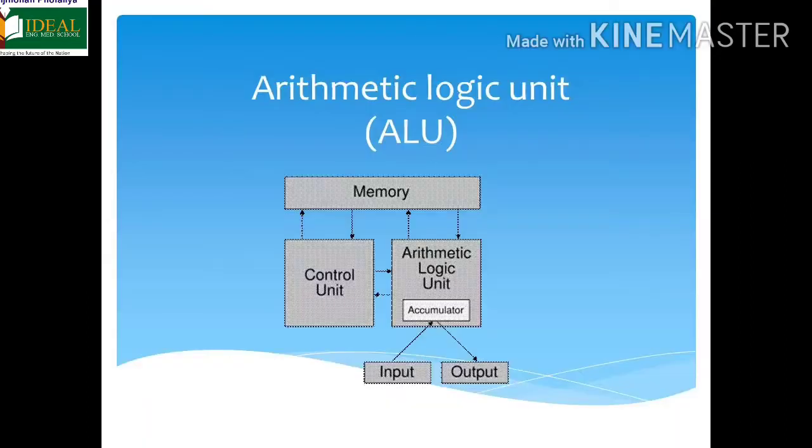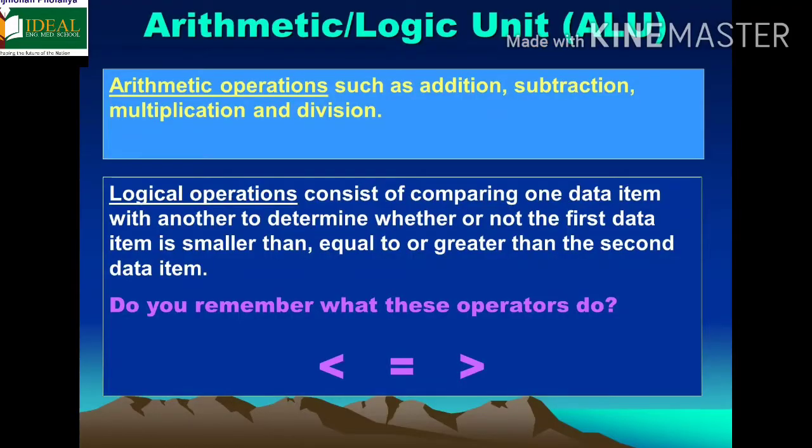Next is the arithmetic and logic unit, ALU. All the arithmetic and logical operations, meaning comparisons, are done by the ALU. The CU first gets the information from the memory and then transfers it to the ALU to perform the operations. The ALU performs the operations and sends the results back to memory.